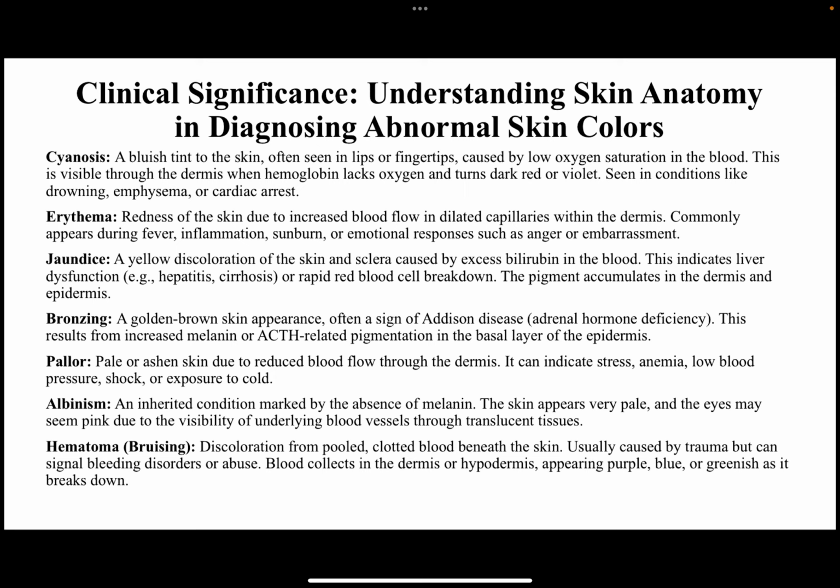Because of bilirubin. Bilirubin is also a pigment, but it's not a good one. It comes from red blood cell breakdown. When red blood cells break down, they produce a substance which is also a pigment, and that can influence the color of your skin. Is that okay?